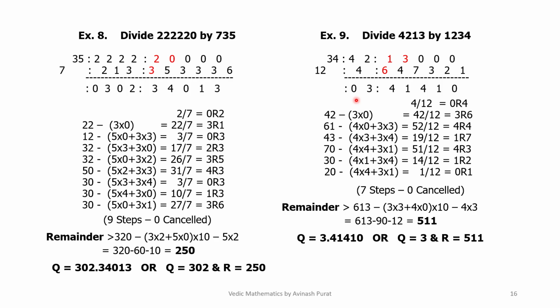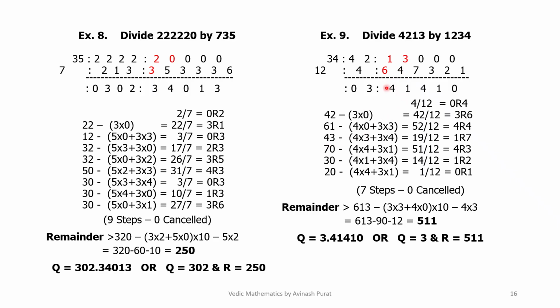Now 42 minus 3 into 0, that is 42 divided by 12 equal to 3 is quotient and 6 is remainder. Now 61 minus 4 into 0 plus 3 into 3, that is 9. 61 minus 9 is 52 divided by 12 equal to 4 and remainder is 4. Quotient is 4, remainder is 4.